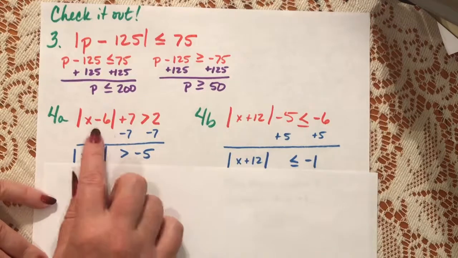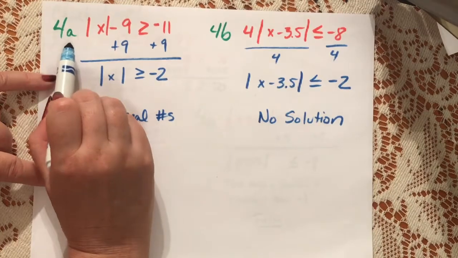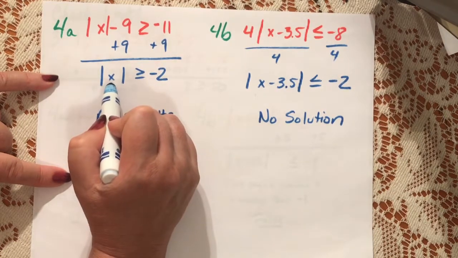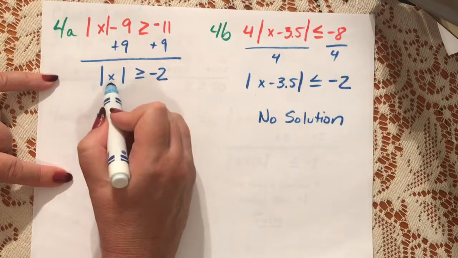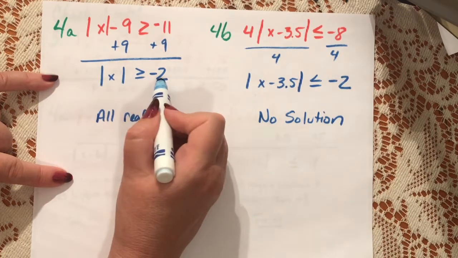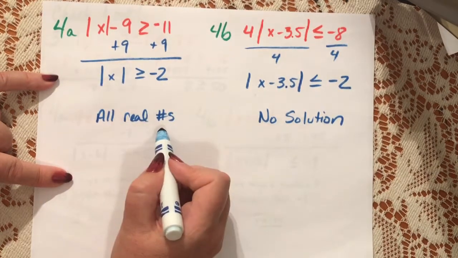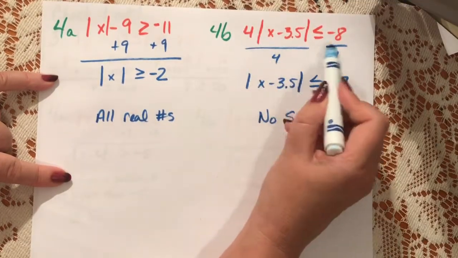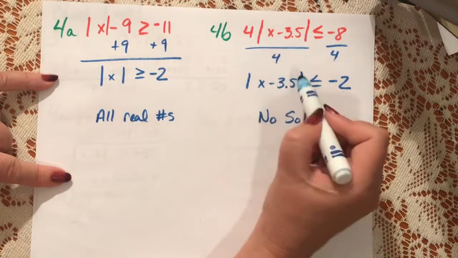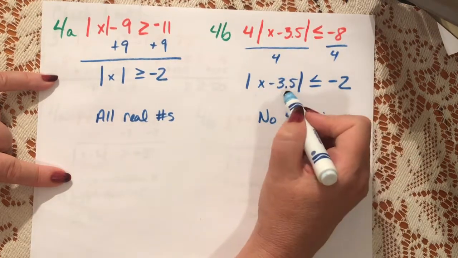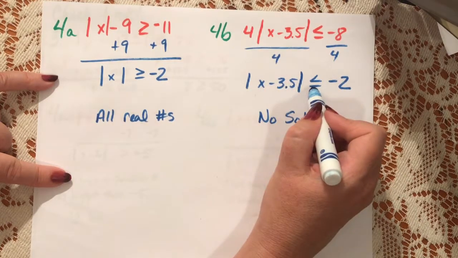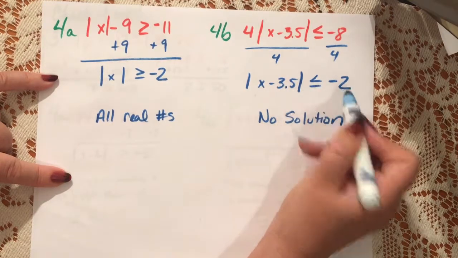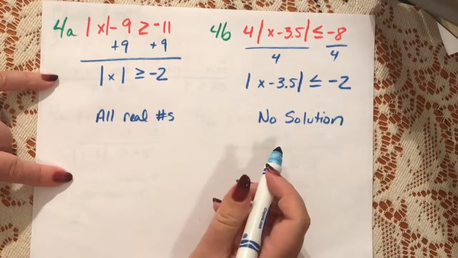For check it out number 4, once we add 9 to both sides to get absolute value of x by itself, we realize that the absolute value of x is going to be larger than a negative number, and so we know that all real numbers can be the solution here. Here, once we divide each side by 4 to get x minus 3.5 all by itself, we realize that the absolute value of this is supposed to be smaller than negative 2. And we know that that can't happen. A positive can't be smaller than a negative, so this answer is no solution.